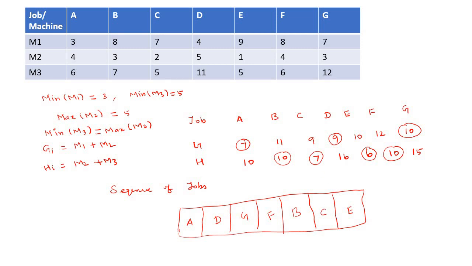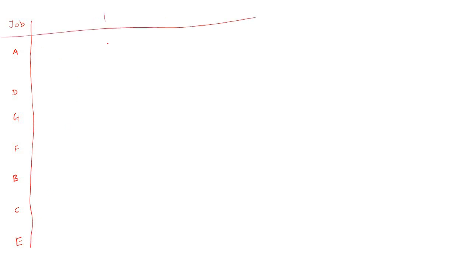So from the sequence, now we are going to find the total elapsed time. So first we write the job sequence. So what job sequence are we finding? A, D, G, F, B, C and E. So the next one we are finding the machines M1, M2, M3.